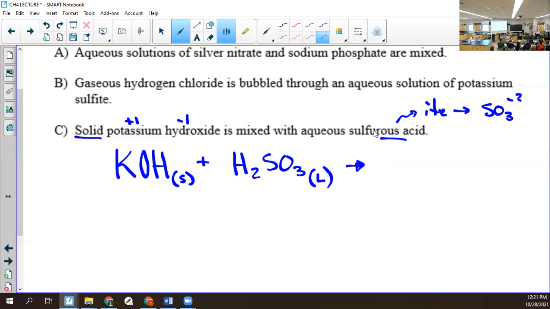We can still put it in water. It does dissociate a tiny bit. It is weakly written, I will admit. All right, it should be in liquid state because it's a weak acid.